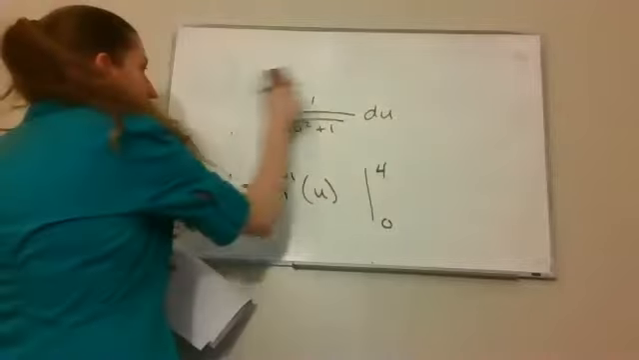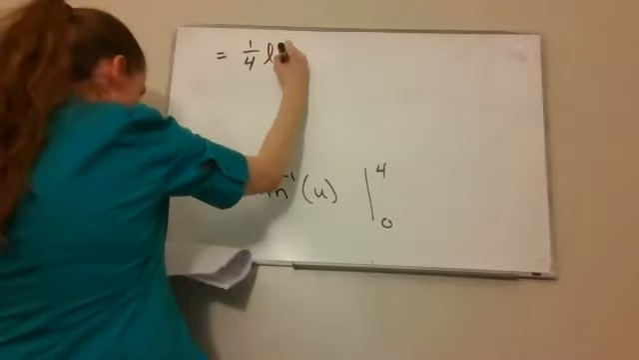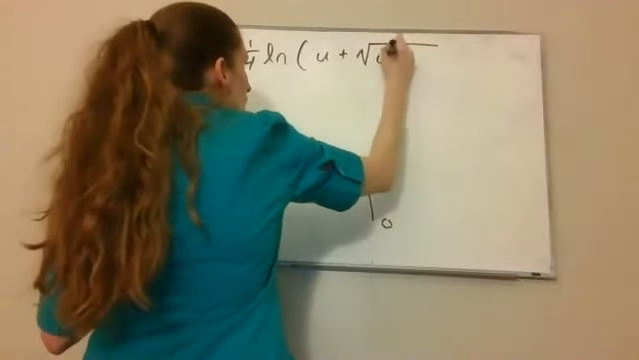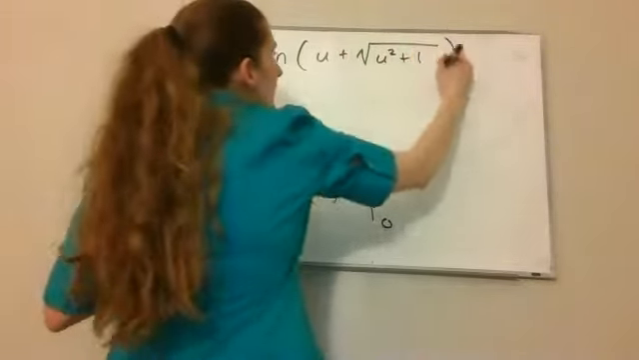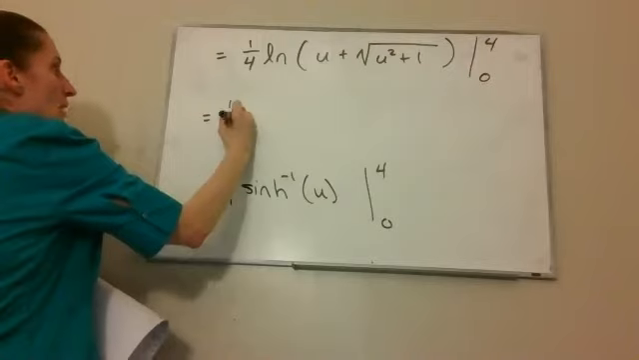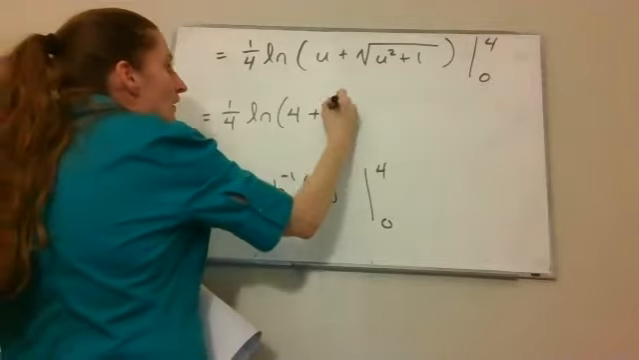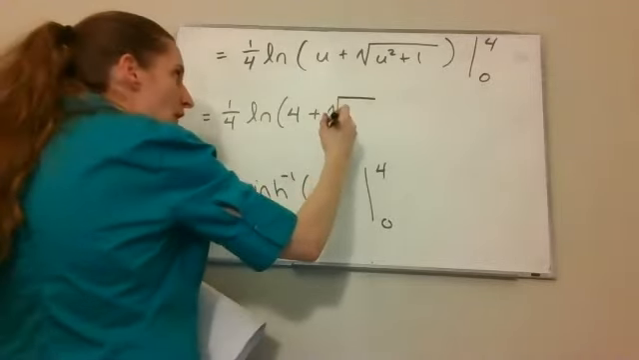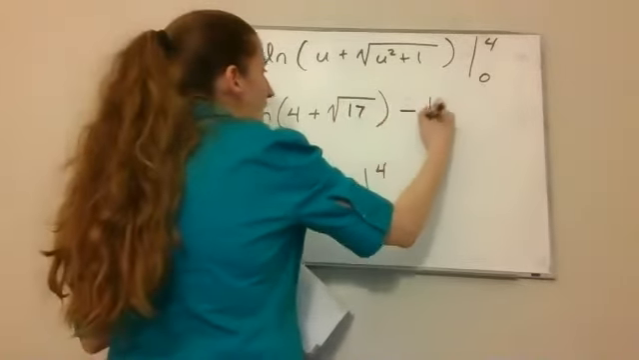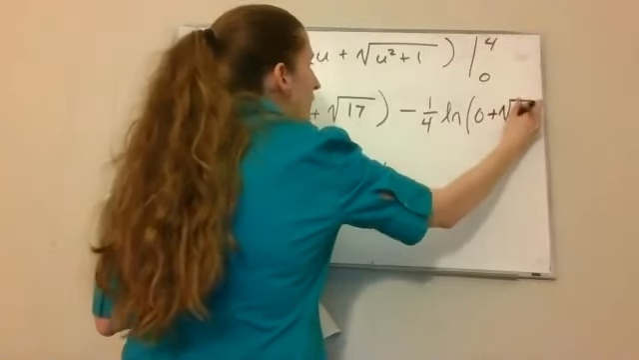So plugging in my definition, I get 1/4 times the natural log of u plus the square root of u squared plus 1. And we're plugging in a 4 and a 0. So when I plug in the 4, I get natural log of 4 plus the square root of 4 squared plus 1, which would be the square root of 17. And then I have minus 1/4 natural log of 0 plus the square root of 1.